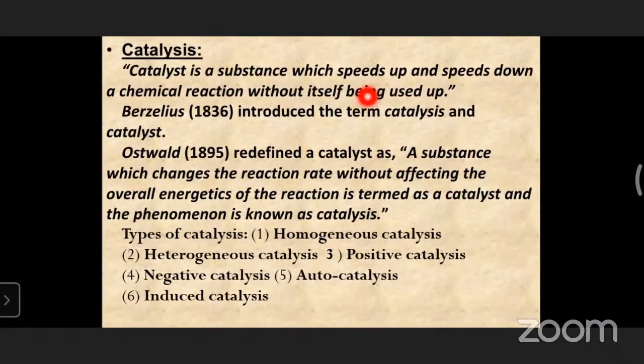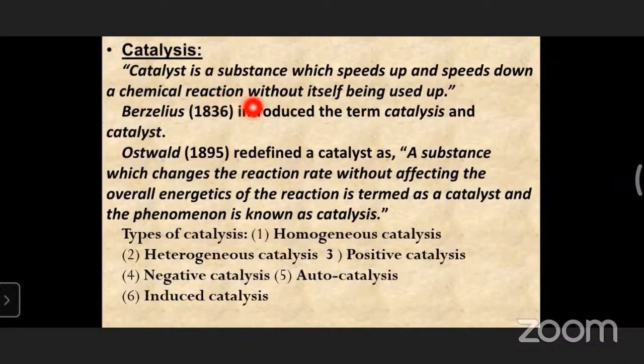A catalyst is a substance which speeds up or slows down a chemical reaction without itself being used up. That means one of the substances used in a chemical reaction does not get involved in the reaction, but it enhances or decreases the rate of reaction. It may increase or it may decrease the rate of reaction, so it can be said to alter the rate of reaction. We cannot say definitely that it is increasing or decreasing. That type of substance is called a catalyst, and this phenomenon is called catalysis.